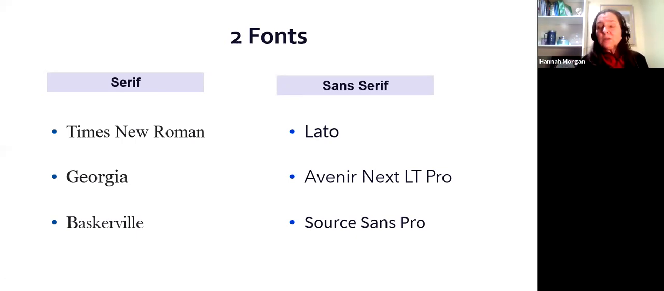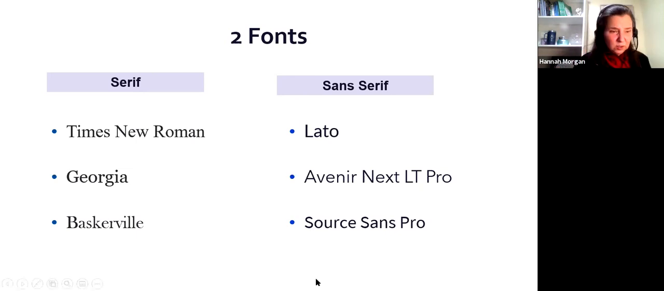And in Microsoft Word, and all the different tools that I'll be showing you, they have serif and sans serif fonts. When you're creating your infographic, you're going to have section headers, and then you're going to have some text. So you want to have two fonts that work well together. They could be two serif or two sans serif.